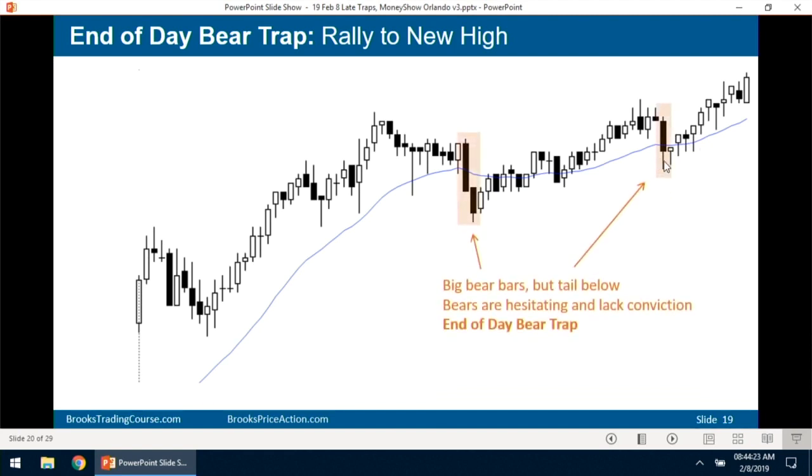This tail is a problem for the bears. They need bars closing near their lows, and they did not get it. Here they had two bear bars, but tail and not below all the prior lows. Both turned out to be traps, and bulls will buy above a bull bar closing near its high. A bull scalper is going to buy, take profits, buy, take profits, buy, take profits, all the way up. Swing traders, they'll take any one of these buys and just hold.